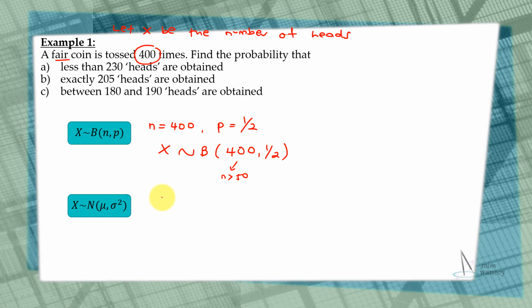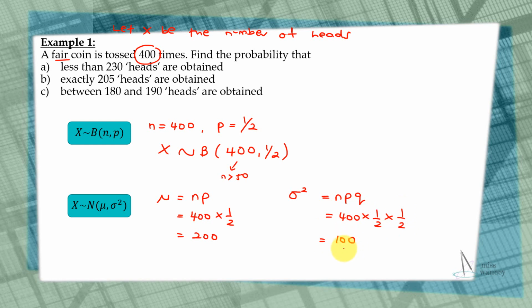So we have to calculate the mean as well as the variance. The mean is n times p, so we get 400 multiplied by 1/2, which is equal to 200. Meanwhile, the variance is npq, so we get 400 multiplied by 1/2 multiplied by 1/2. Therefore, this is simply equal to 100.